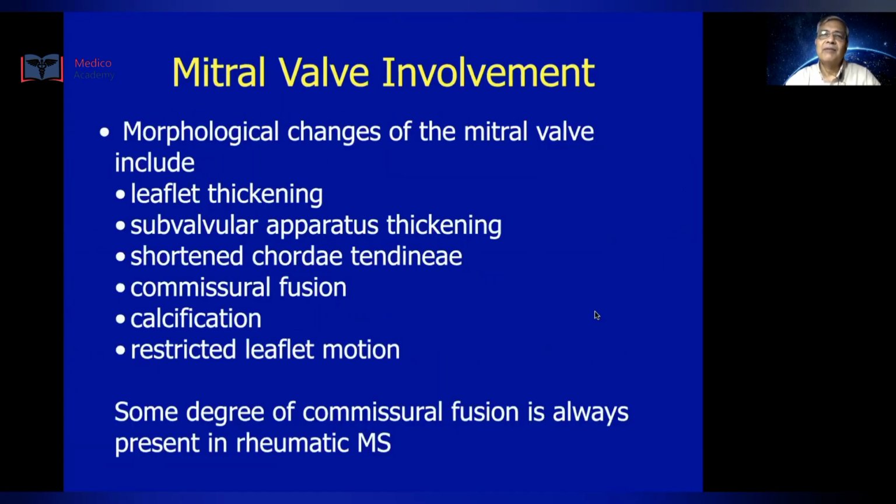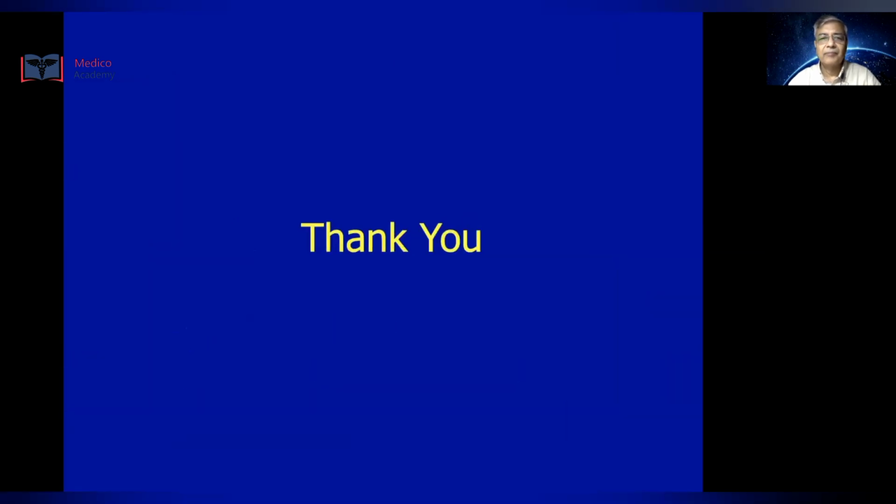Now, what happens in the mitral valve after the involvement with rheumatic fever? There are morphological changes in the mitral valve, which include thickening of the leaflets of the mitral valve, thickening of the subvalvular apparatus of the mitral valve, that is the chordae tendineae and the papillary muscles, shortening of the chordae tendineae, fusion of the two commissures of the mitral valve, calcification of the valve occurs later, and all this leads to a restricted leaflet motion. A thing to remember, as I said earlier, is that some degree of commissural fusion is always present in rheumatic mitral stenosis.